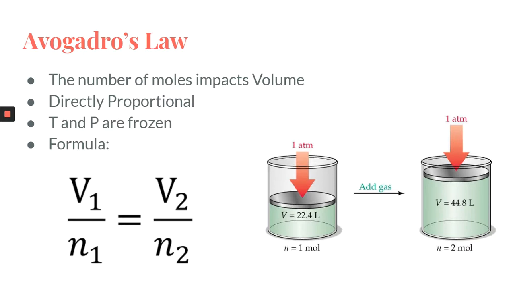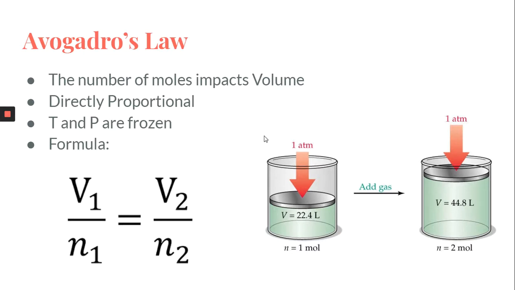And the formula is V1 over N1 is equal to V2 over N2. V1 being the first volume, N1 being the first number of moles, and then the second fraction representing the system after we've changed something.